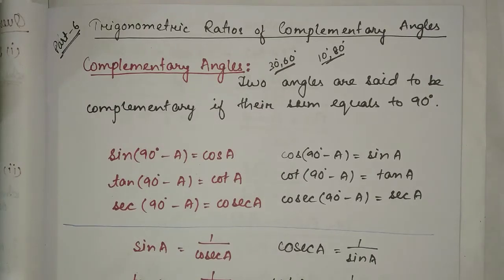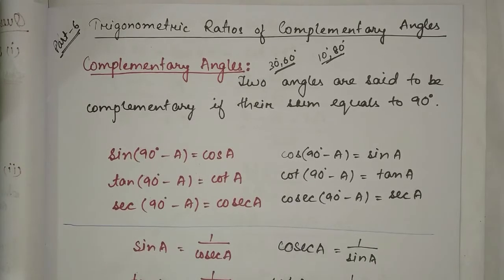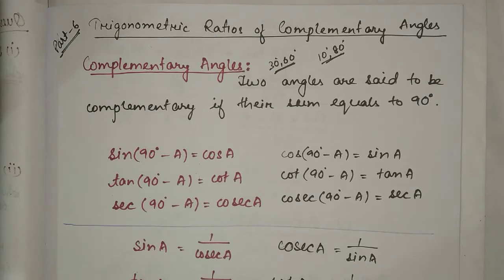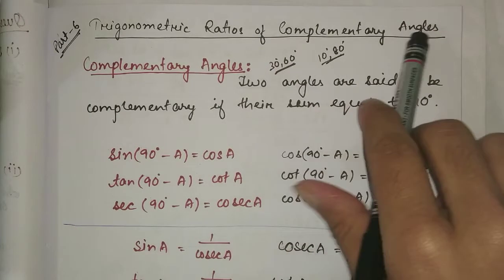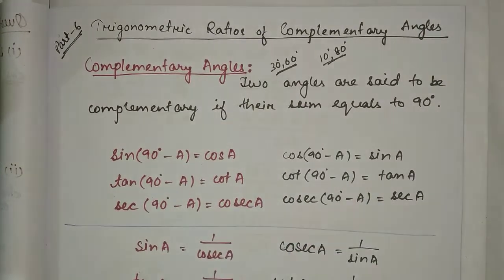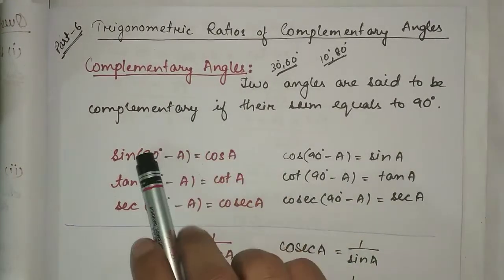This is the sixth part of the chapter 8 Introduction to Trigonometry of class 10. In this video we are going to solve the third exercise, that is 8.3 of the chapter. Now before solving the exercise we need to know some basic concepts of complementary angles and some formulas of trigonometry related to that. So what are complementary angles?